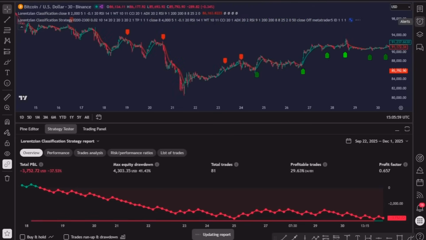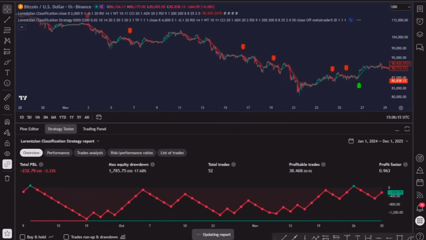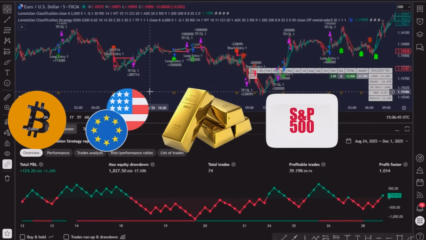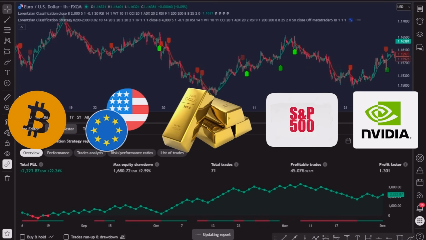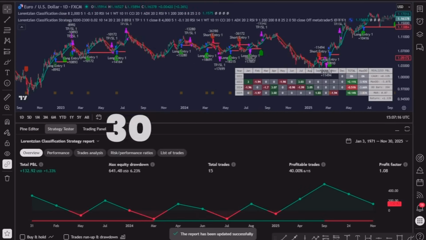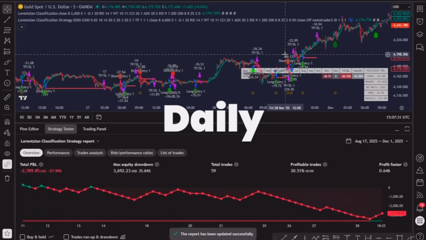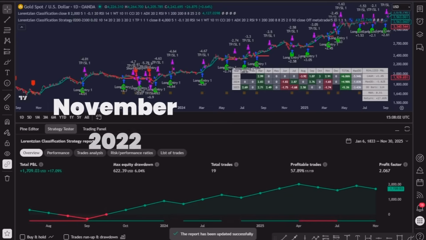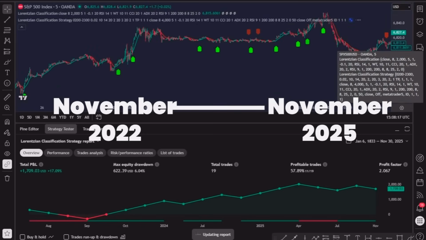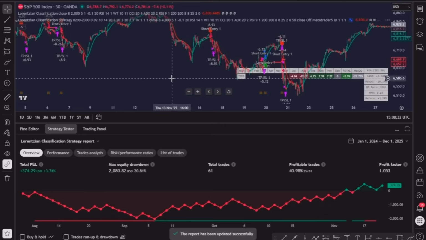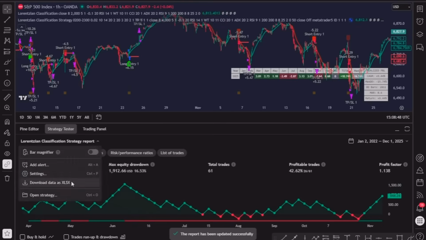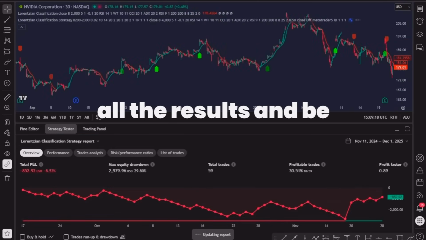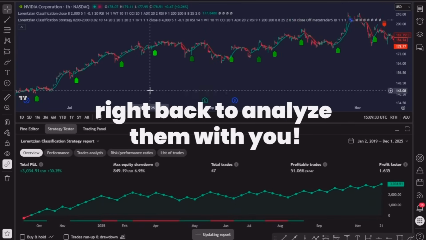With the bot finished, I will run all tests off camera on 5 assets: Bitcoin, Euro USD, Gold, the S&P 500, and Nvidia, and 4 timeframes: 5 minutes, 30 minutes, 1 hour, and daily. All the tests will cover a full 3-year period, from November 2022 to November 2025, giving us enough data to see whether the Lorentzian logic holds up in real market cycles. I will download all the results and be right back to analyze them with you.